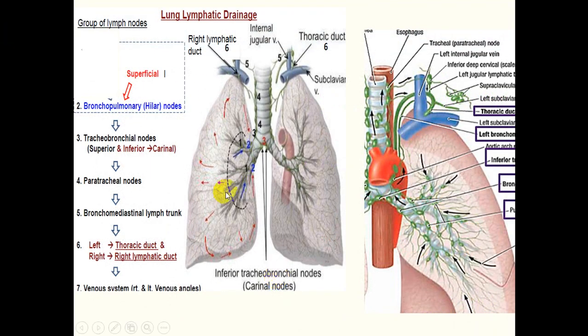This diagram shows the drainage of the superficial lymphatic plexus, and here you can observe the location of the superficial lymphatics which drain in the bronchopulmonary nodes present at the hilum. They are also known as the hilar lymph nodes. Then the bronchopulmonary nodes drain into the tracheobronchial nodes. Here you can see the location of those. These are the superior tracheobronchial nodes, and these are the inferior ones, and the inferior ones are also known as the carinal lymph nodes.